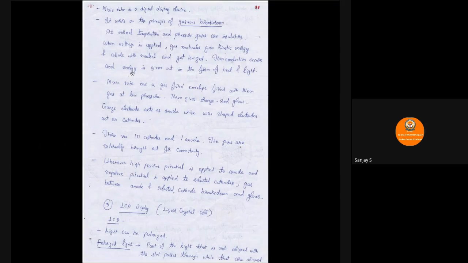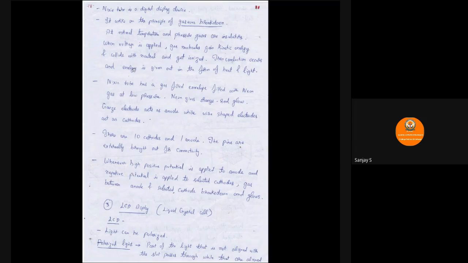We very well know that at normal temperature and pressure, gases behave as insulators. When voltage is applied, the gas molecules gain kinetic energy, collide with neutral molecules, and get ionized. Ionization takes place, and whenever ionization takes place, electrons are released. Therefore, the energy is released in the form of heat and light. So here neon gas is used at very low pressure, and any other gaseous combination can be used. Neon, when used, gives an orange red glow.